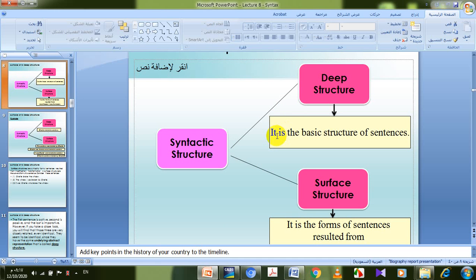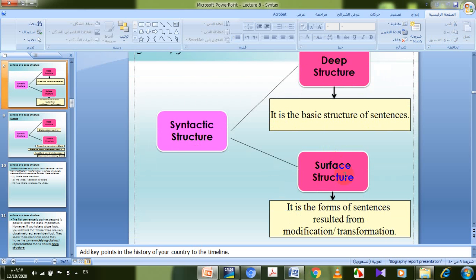Deep structure is the basic structure of a sentence. However, the surface structure is the form, or forms, of sentences resulting from modification or transformation. Modification and transformation. Let's have a look here.